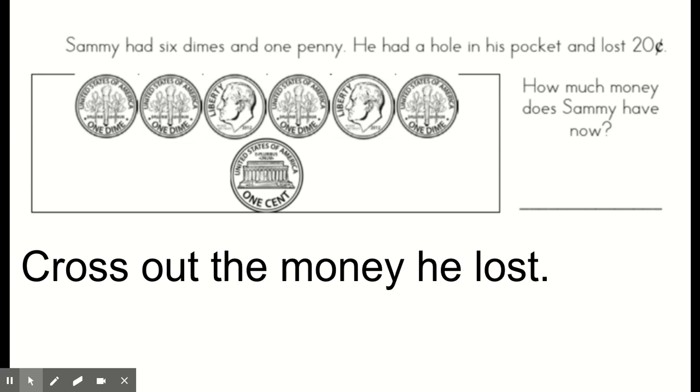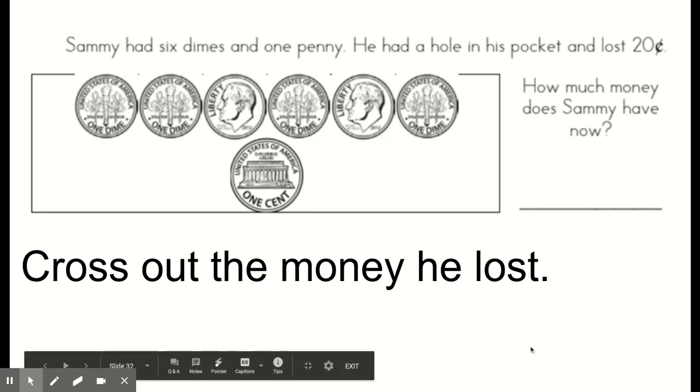So last question on the front of this page. Sammy had 6 dimes and 1 penny. He had a hole in his pocket and he lost 20 cents. How much money does Sammy have now?